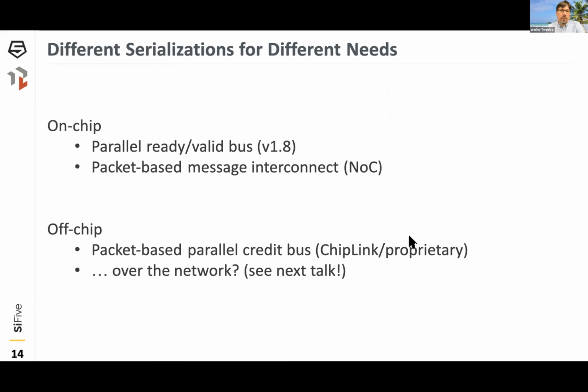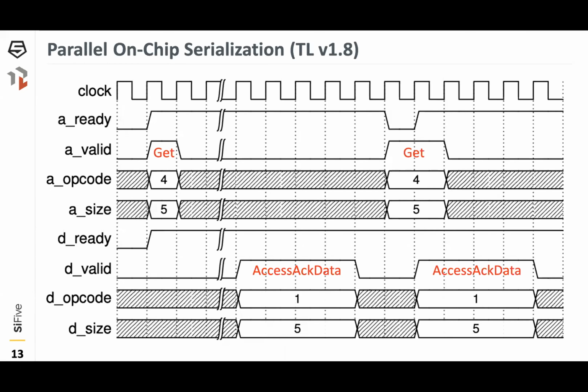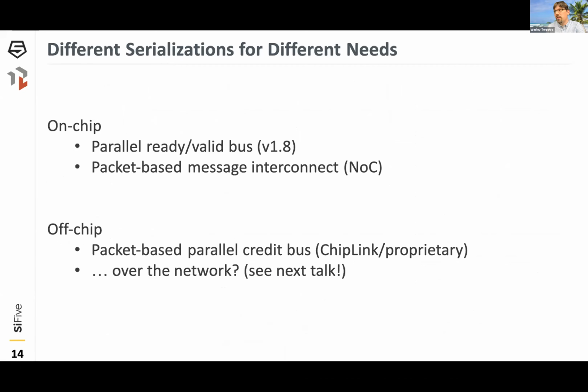Right. So there are different ways you can serialize TileLink. The 1.8 spec specifies a parallel ready-valid bus. So that's this one here. This is the one we mostly use internally at SiFive on chip. Some people have done things NoC-like, where they take the TileLink messages on chip, turn them into packets, and then send them over the NoC. The idea here is that TileLink is a lot of wires when it's parallel. That's not in this picture, but if you have an address bus, it's potentially 40 or more bits wide, and a data bus can be wide. So if you want to save on wires, you can turn it into a NoC, where it's sort of like a mini serialized protocol on chip.